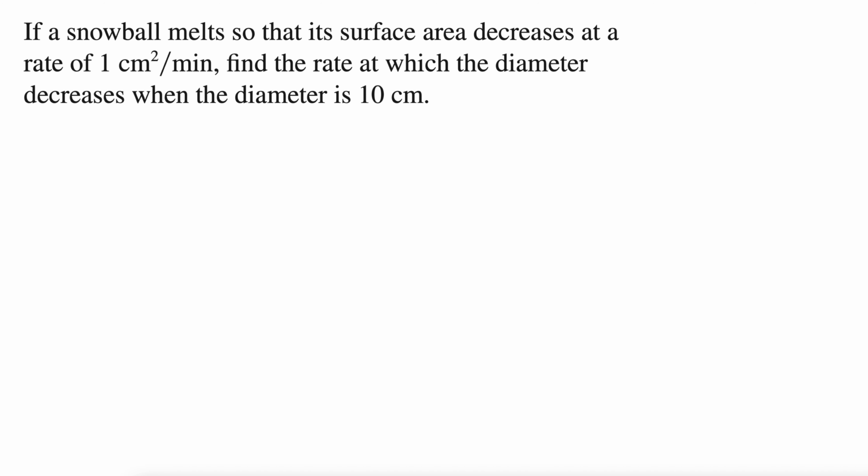If a snowball melts so that its surface area decreases at a rate of 1 square centimeter per minute, find the rate at which the diameter decreases when the diameter is 10 centimeters. Okay, so we have a melting snowball here, which is a quintessential related rates example. Let's check out our steps to see how to approach it.